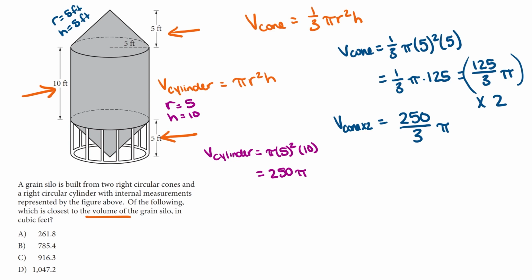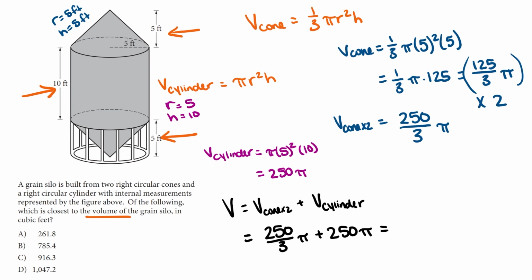Now, all we have to do to find our total volume is add the volume of our cones and the volume of the cylinder. So this is going to be equal to 250 over 3 pi plus 250 pi. Now we plug that into our calculator to get our approximation, and that gives us 1047.198. So our closest is going to be letter choice D, 1047.2.